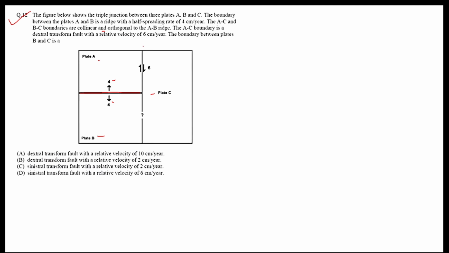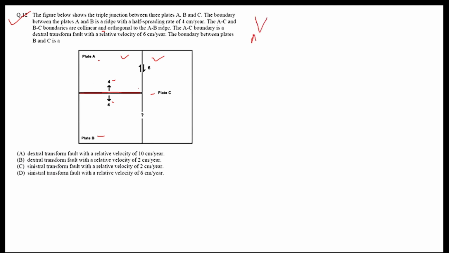collinear and orthogonal to the AB ridge. AB ridge. Yeah, this is true. AC boundary is textural transform fault. A and the C. Okay. They are textural in nature if talking about only these two faults. They are textural in nature and AC boundary is textural with relative velocity of 6 centimeter per year.